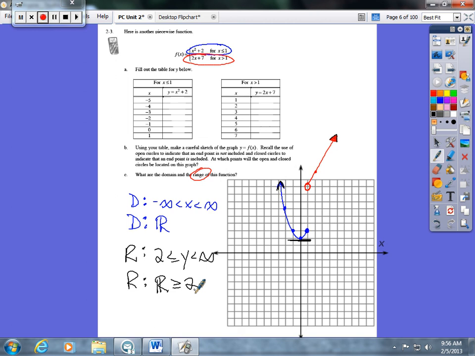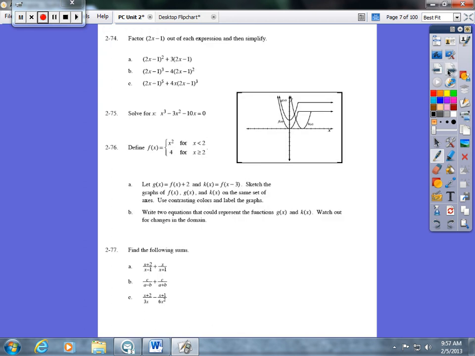No x-intercepts. One y-intercept. And I believe, I don't know what that is.